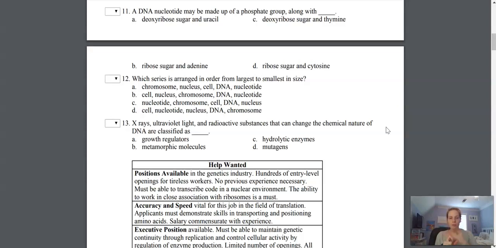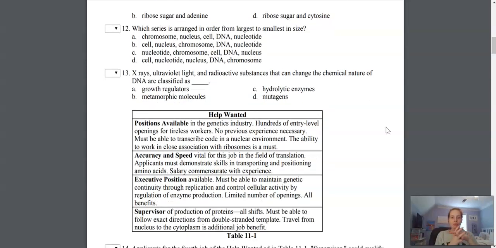So that eliminates A. Yes, it would be deoxyribose sugar, but there's no uracil in DNA. So A is out. B, ribose sugar. Nope, it has to be deoxyribose sugar. Okay, so B is eliminated. C, deoxyribose sugar and thymine. Both of those fit. And then D says ribose sugar. It's got to be deoxyribose. So 11 would be C.